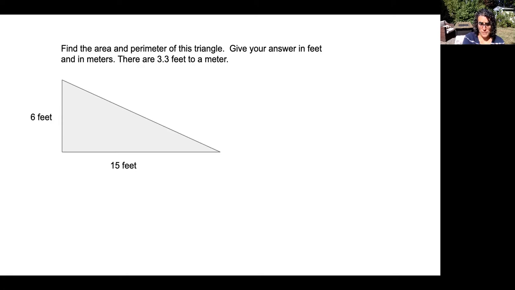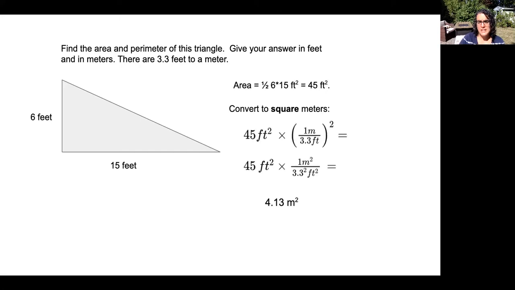So take a look at this one. I want you to find the area and perimeter. I want you to give me your answer in both feet and in meters. There are 3.3 feet to a meter, and you can always ask for conversion factors like this. You don't need to memorize it. So the area is a half of 6 times 15 square feet. 6 feet times 15 feet is square feet.